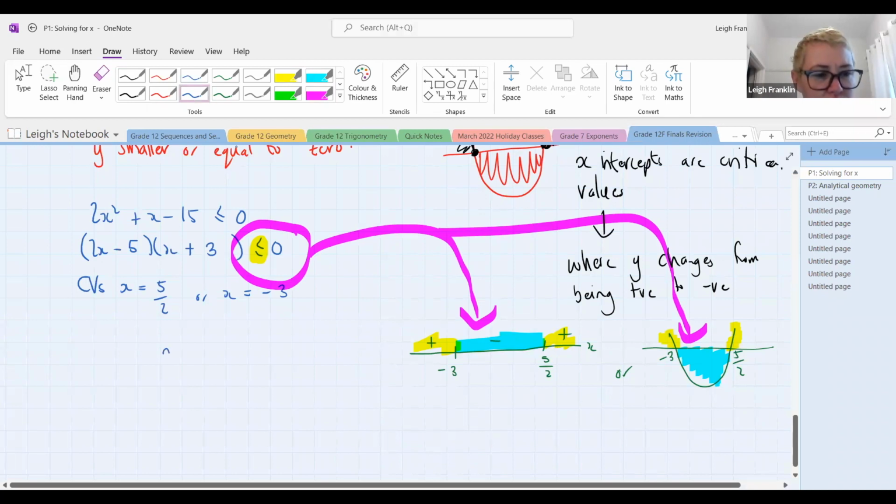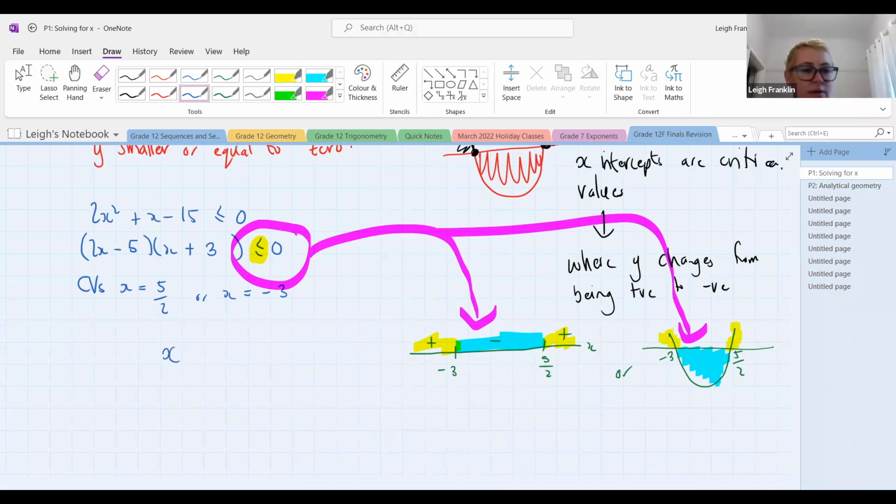We have to write it as a compound inequality. We put the smaller number on the left, we put the bigger number on the right, and then we're going to go back and look at this. So where x is greater than or equal to -3, but smaller than or equal to 5 over 2. In other words, between these two values. And that is our final answer in this case.